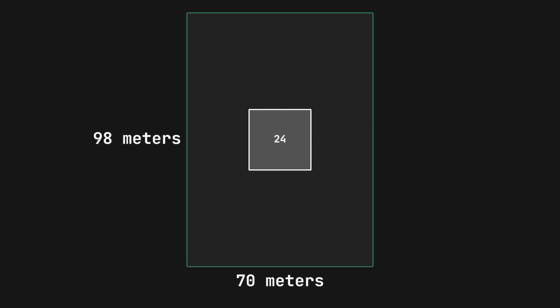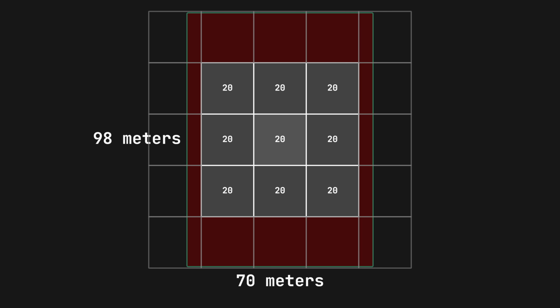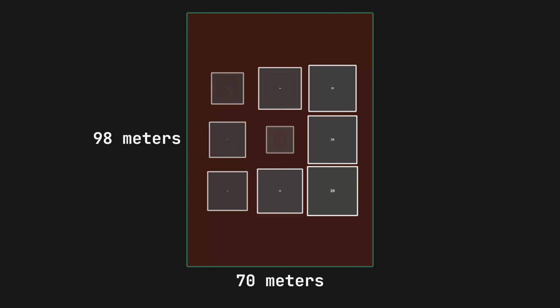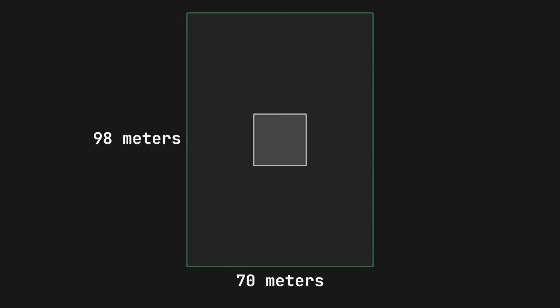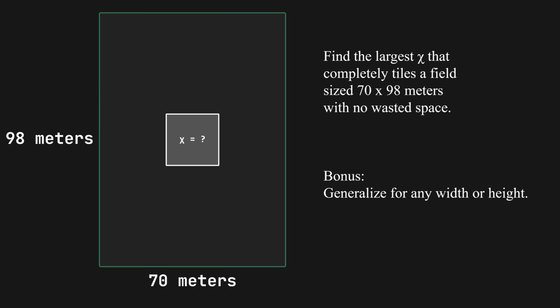This plot tiles together, and any space not covered by the plot is wasted space. However, plots cannot go past the edge of the field. The goal is to find the largest plot size X that completely tiles a field size 70 by 98 meters with no wasted space. Then, could we generalize this for any sized field? Pause the video here if you'd like to try and solve this yourself.